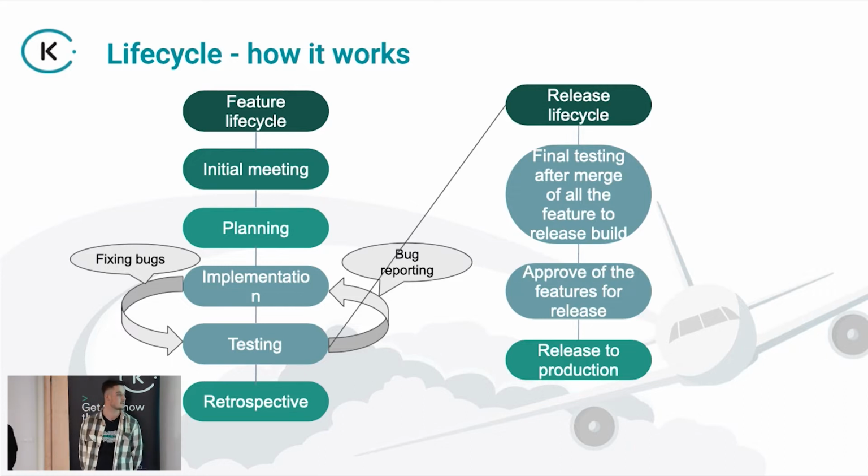Feature testing ends with a retrospective. Release testing is about regression testing with existing functionality, where we are checking if all new features cooperate with existing features. Then it goes to the release, and you can download and use our app.